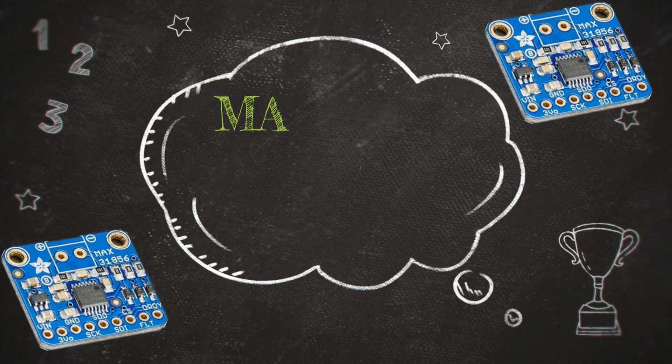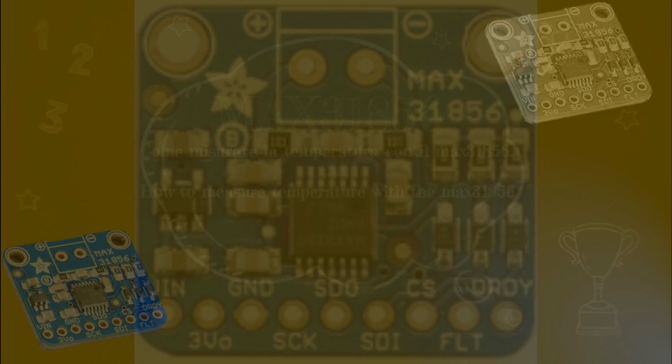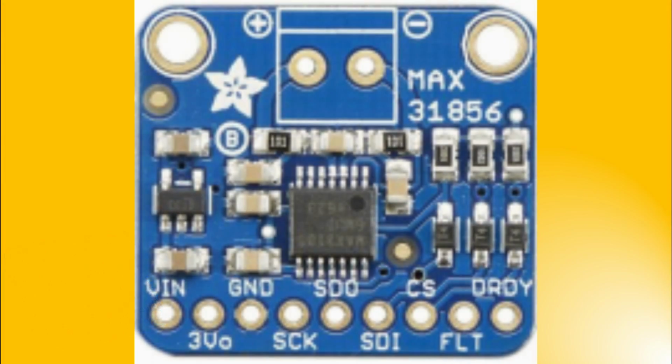In today's video, we will see how by spending a few tens of euros, we can make an accurate digital thermometer with just a few components. The heart of this project is a board manufactured by Adafruit, and this board mounts a thermocouple amplifier called the MAX31856.